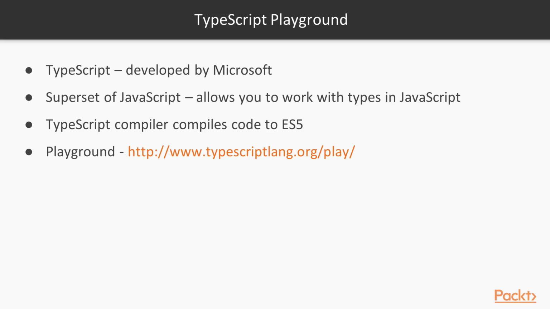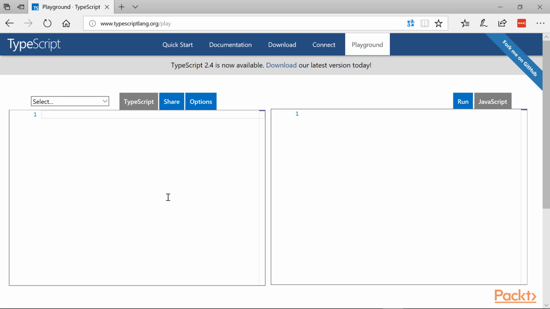First, let's understand the TypeScript playground. TypeScript is a language developed by Microsoft. It's basically a superset of JavaScript, which allows you to work with types in JavaScript. And TypeScript as a language has a compiler which can compile the code down to ECMAScript 5. The playground is available at typescriptlang.org/play. Navigate to typescriptlang.org/play in the browser of your choice.